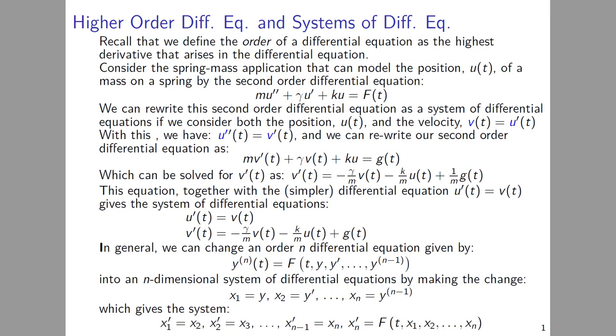This gives the system x1 prime equals x2, since x2 is y prime and x1 is y, x2 prime equals x3, down the line to xn minus 1 prime equals xn, and finally xn prime is the nth derivative of y, which was given by the original differential equation f of t, x1, x2 up to xn.